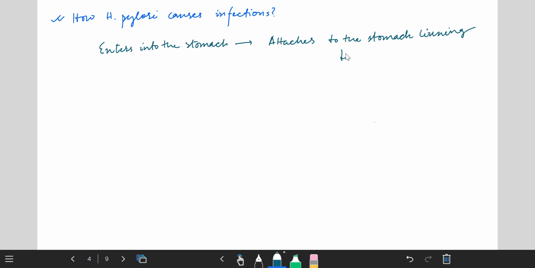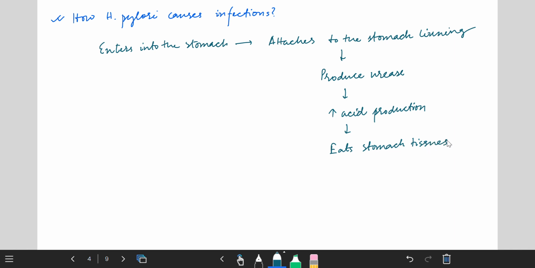Okay, so it will produce urease enzyme. If there is a less acidic environment, as the body's defense mechanism, obviously there will be an increase in the acid production. So as a result, it will cause an increase in the acid production, and also it eats the stomach tissues.